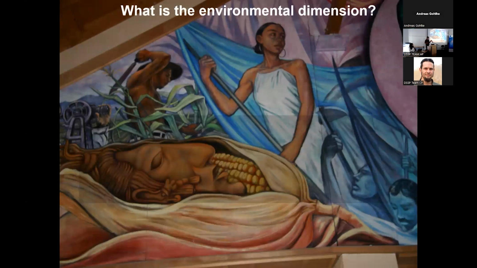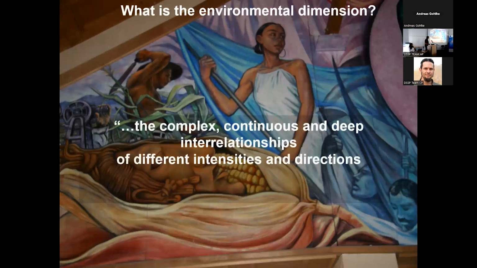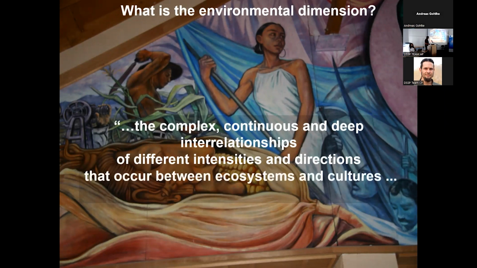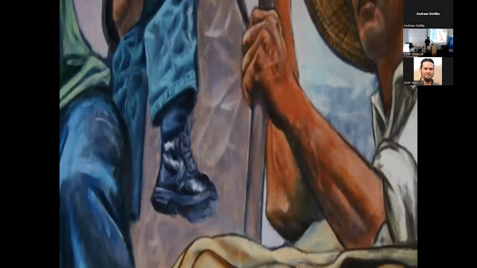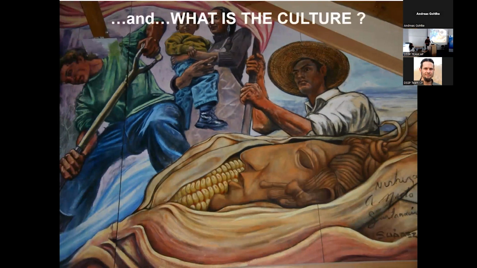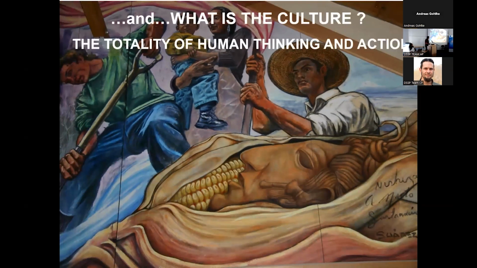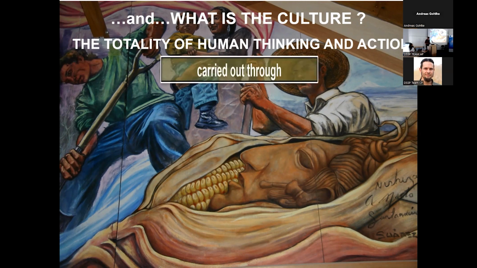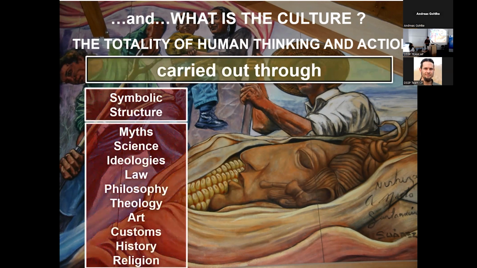The environmental dimension, for us, is the complex, continuous, and deep interrelationships, of different intensities and directions, that occur between ecosystems and cultures. And what is culture? For us, culture is the totality of human thinking and action. It means this culture is carried out through the symbolic structure.